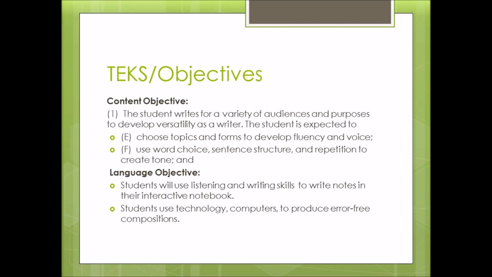A little background. The objectives for this lesson are: the student writes for a variety of audiences and purposes to develop versatility as a writer. The student is expected to choose topics and forms to develop fluency and voice, and use word choice, sentence structure, and repetition to create tone. The language objective is: students will use listening and writing skills to write notes in their interactive notebook. Students will use technology, computers, to produce error-free compositions.